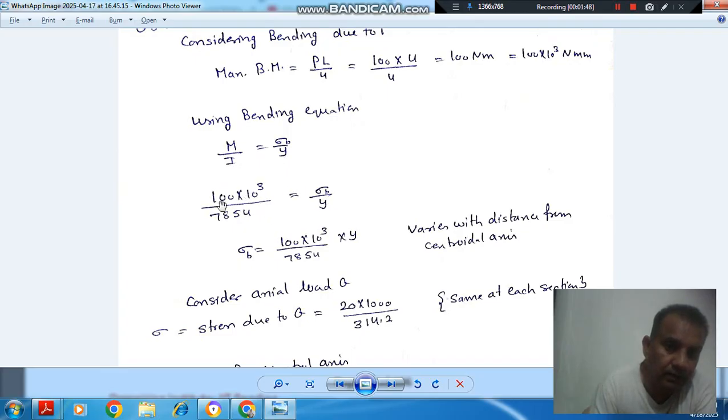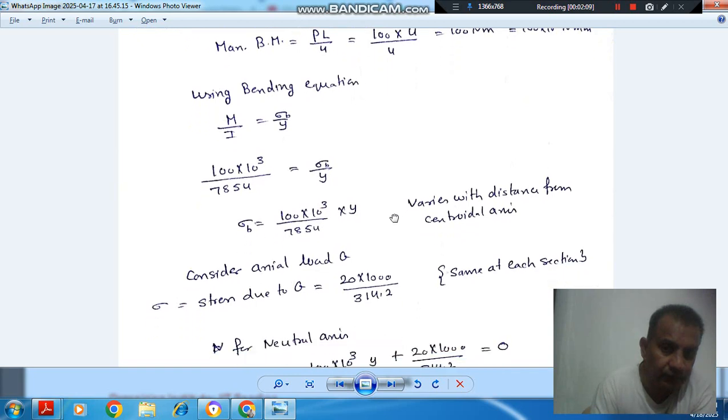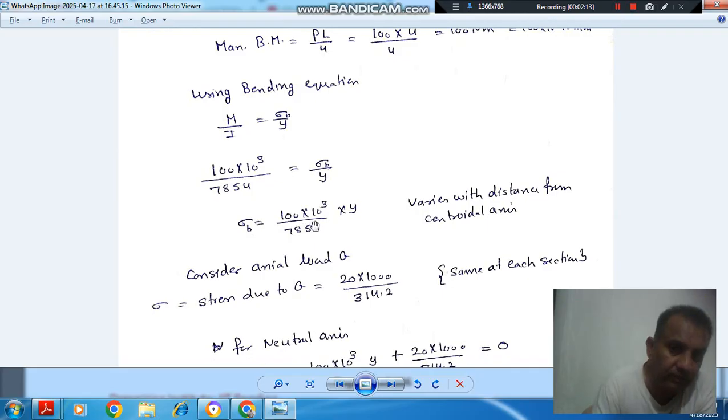Okay, so M is 100 into 10 power 3, I is 7854 and Y is a variable. So sigma B is 100 into 10 power 3 divided by 7854 into Y. Here we can see that the bending stress sigma B is varying with Y. So that is the bending stress, which is variable with Y.